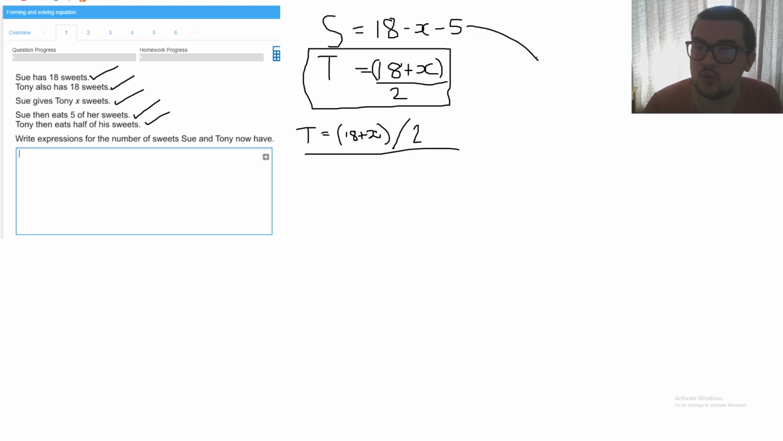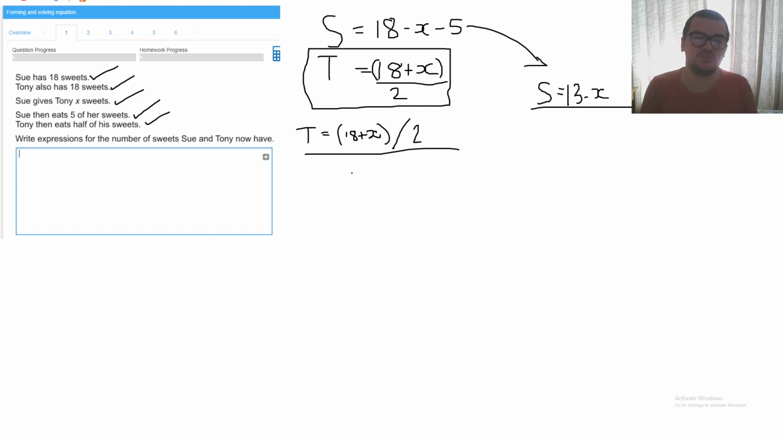Let's have a look at Sue. We can't really do anything with the minus X because that's the only thing there that's an X, so we leave it as it is. We have an 18, we have a minus 5. 18 minus 5 is 13. So we can say that Sue has 13 sweets minus X. We don't know what X is. So that is how we write expressions for the number of sweets that Sue and Tony now have. Right, let's go on to the next question.